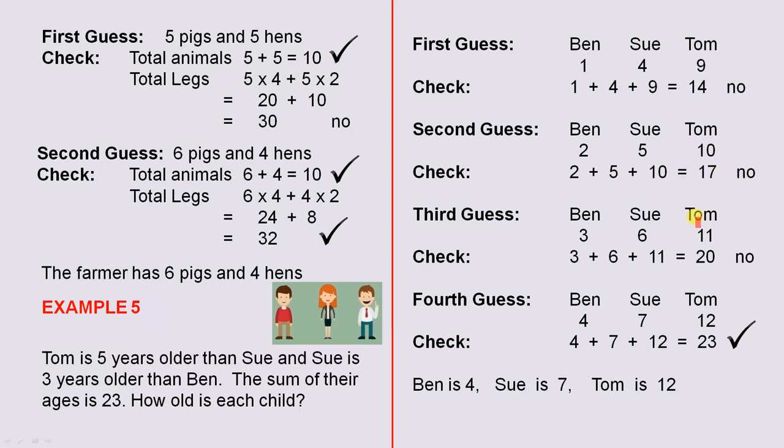No, not correct. Third guess. Ben is 3. Sue is 6. Tom is 11. 3 plus 6 plus 11 is 20. No, not correct. Fourth guess. Ben is 4. Sue is 7. Tom is 12. Add 4 plus 7 plus 12 to give you 23. Correct. Because the sum of their ages has to be 23. So Ben is 4. Sue is 7. And Tom is 12.